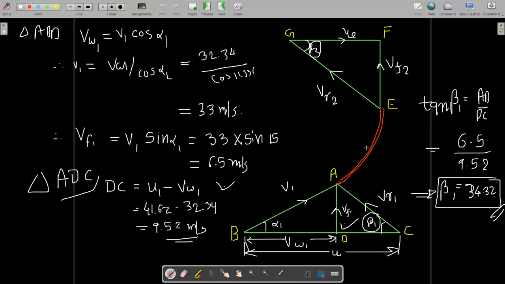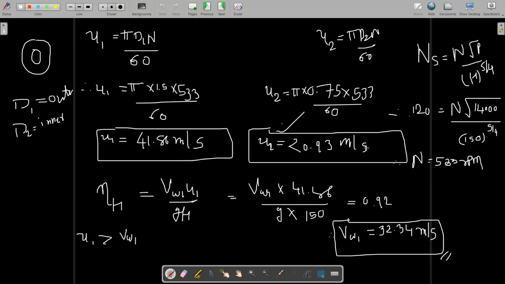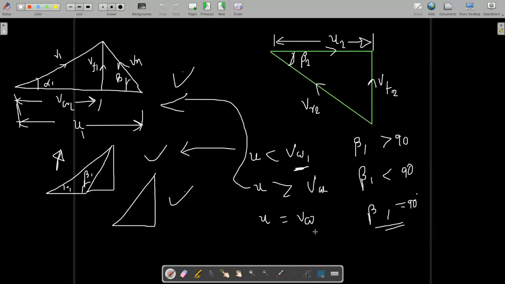The reason for choosing this question for today's video is to cover all the geometrical concepts, how to use all the formulas, and this concept of U1, U2, and this VW1, U1 and this triangle.